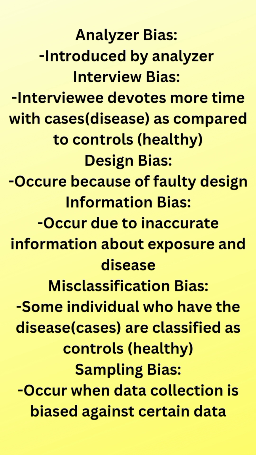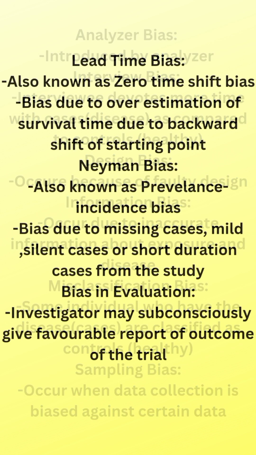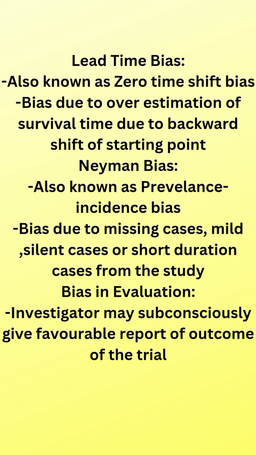Misclassification bias. In this type of bias, some individuals who have the disease, that is cases, are classified as controls, that is, the healthy group of people. Sampling bias, which occurs when data collection is biased against certain data. Lead time bias, also known as zero time shift bias. It is a bias which occurs due to overestimation of survival time due to backward shift of starting point.